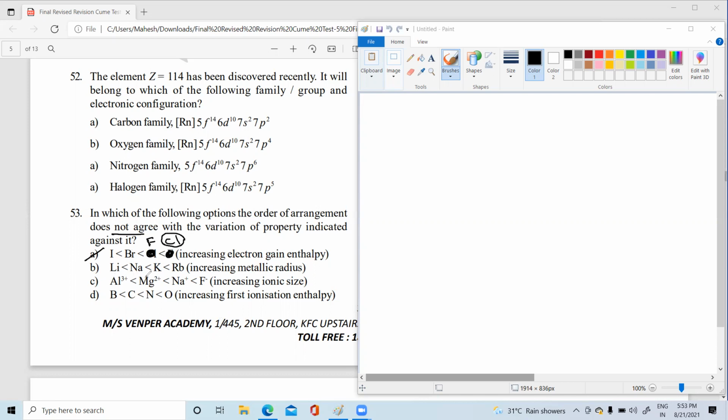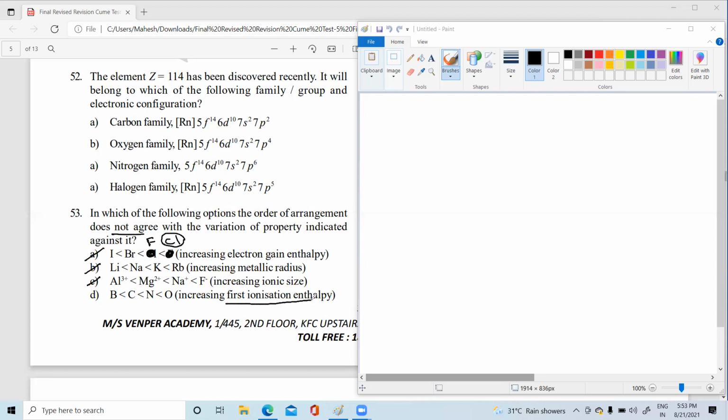And next, B: from top to bottom the metallic radius increases. So lithium, sodium, potassium, rubidium, this is a correct statement. Then aluminum, magnesium, Na plus and F minus, these are of increasing ionic size. Yes, correct, students, this also. So now we can go for boron, carbon, nitrogen, oxygen. So this is the wrong statement, students.